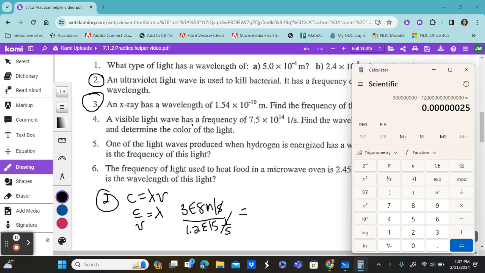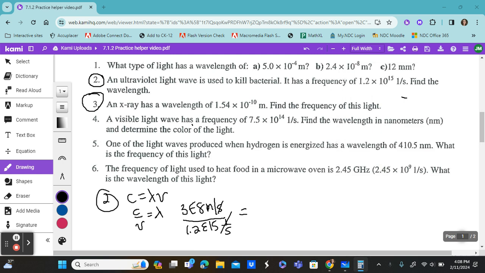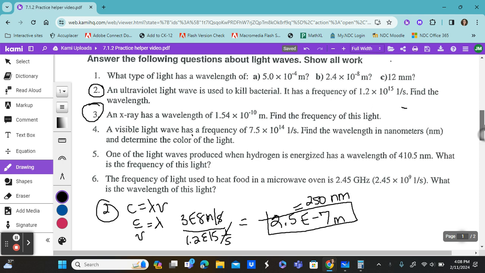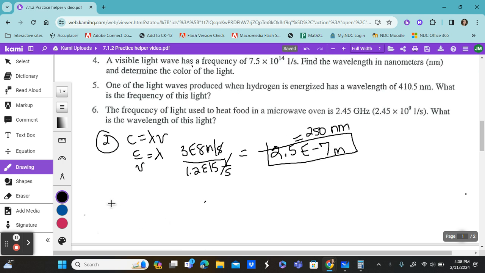And that's 2.5. If you move over the decimal, I would express this in scientific notation, 2.5e-7 meters, which a lot of times they'll put it in nanometers. If you were to add 9 to -7, you get a +2, which would move it over 2 places, so 250 nanometers. They didn't ask for that, but sometimes it's an easier way to express it.